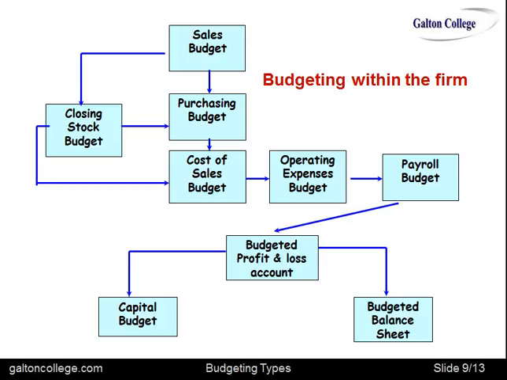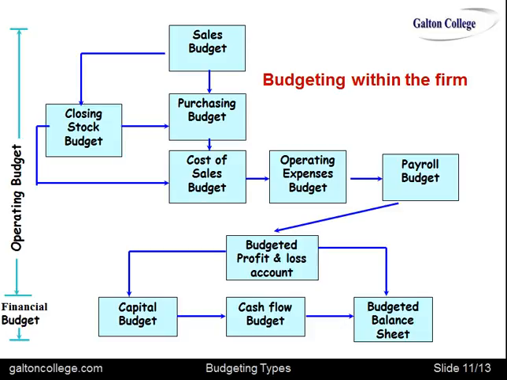And the budgeted profit and loss account can indicate the capital budget, and also the budgeted balance sheet. So we are generating all of the accounts in terms of budgets off this. And up to this point we have the operating budget, and then we have the financial budget at the end: the capital budget, the cash flow, and the budgeted balance sheet. So we can see the organization as a whole series of budgets.